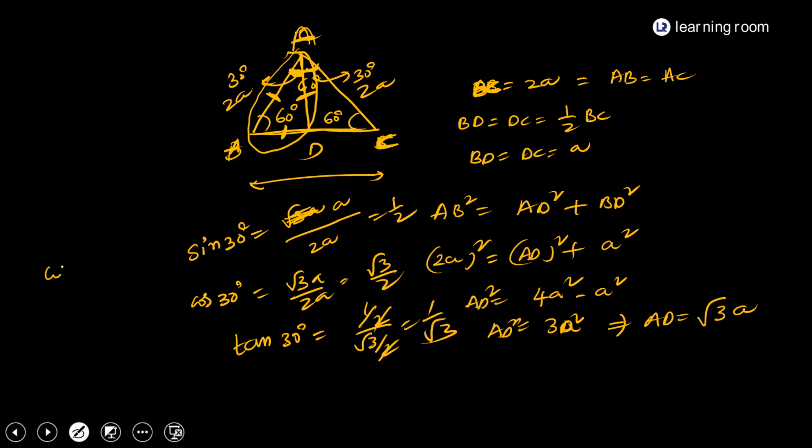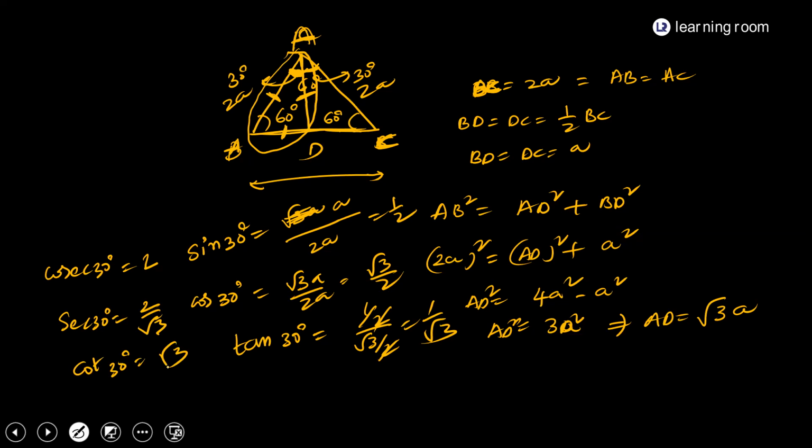Cosecant 30 will be 1 by sin 30, 1 by 1 by 2 will be 2. Secant 30 will be 1 by cos 30, will be 2 by root 3. We need to just reverse it. Cot 30 will be, again, root 3. Previously it is 1 by root 3, right? Now it is root 3. Got it? Clear? Everything clear?